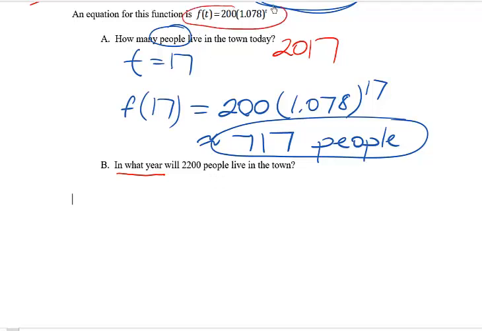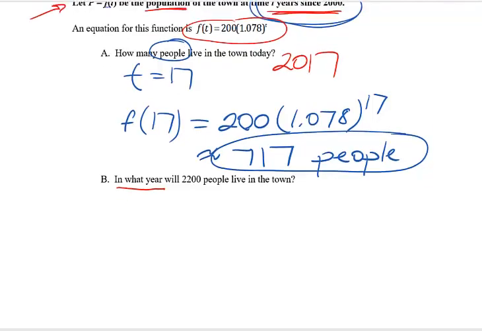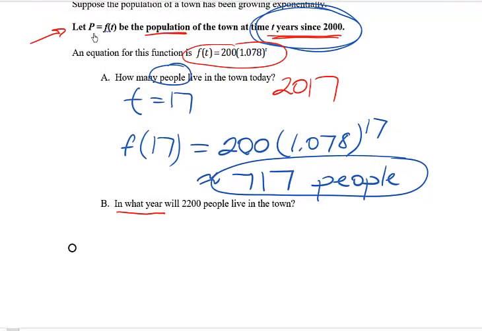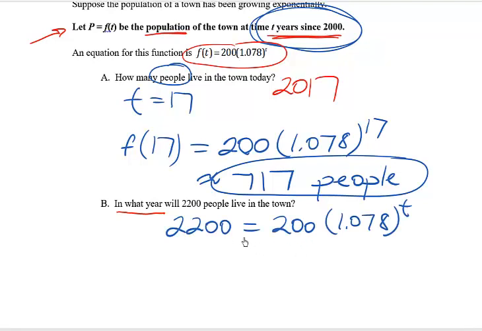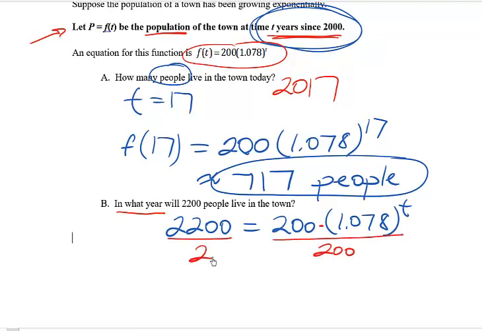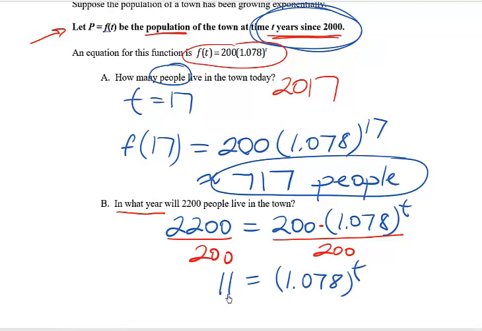So in my equation, I need to take that 2,200 and I need to replace the p. Well, let me go back to my let statement. The p, remember, is the same thing as f of t. So just go to your equation and replace the f of t with 2,200. Now I need to solve this equation for t, and here's where things get kind of interesting. I think you can tell pretty easily there's a simple algebra step. I'm trying to get t by itself. There's a simple algebra step I could do first, which is divide both sides by 200. That gives me 11 equals 1.078 to the t.